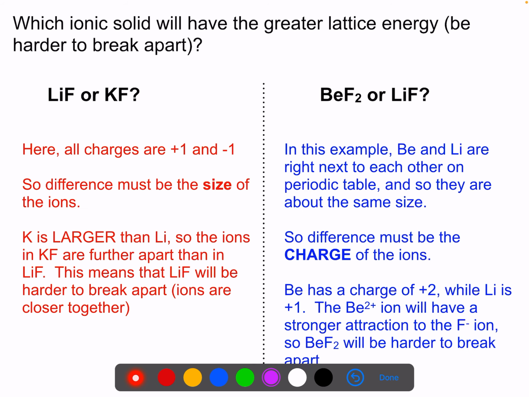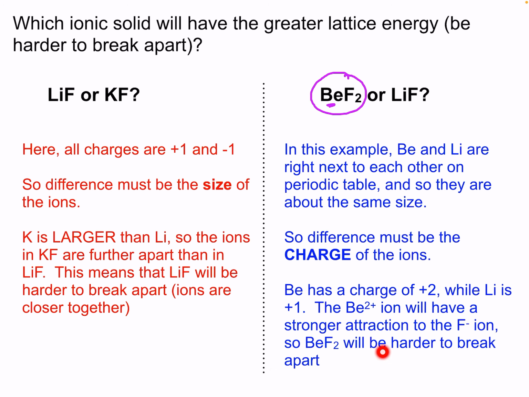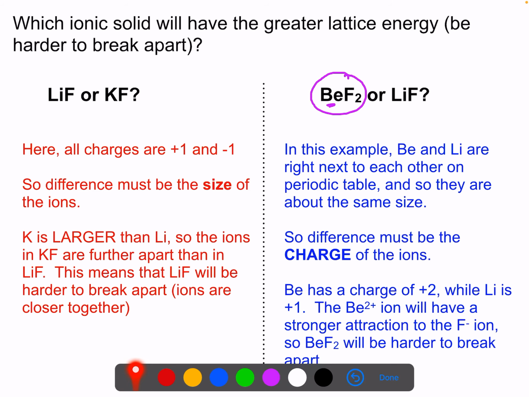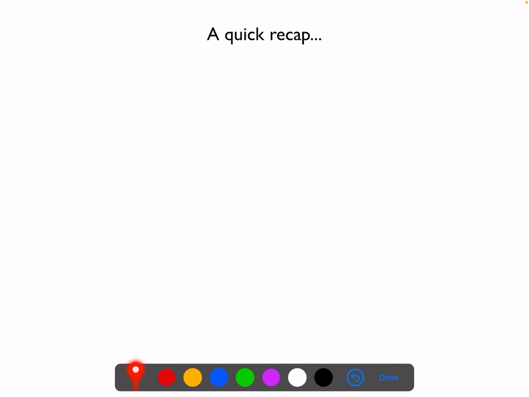And so in this case, the key is charge. The difference must be the charge of the ions. Beryllium has a +2, lithium has a +1. So what that tells us is it's going to be much harder to break apart the beryllium fluoride because of the higher charge. The higher force of attraction of the +2 ion is going to be what makes it harder to break apart the beryllium fluoride. So that gives us our overview of our ionic solids.